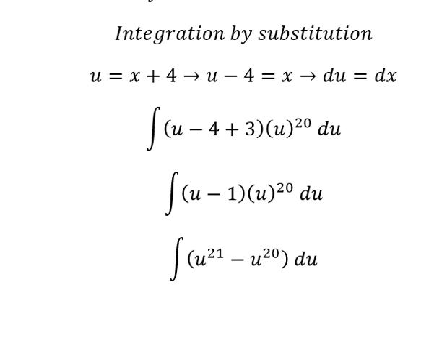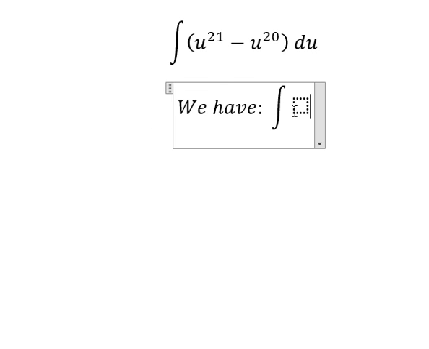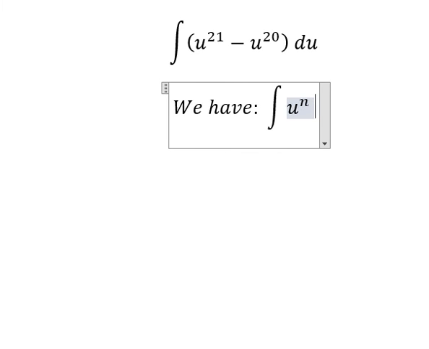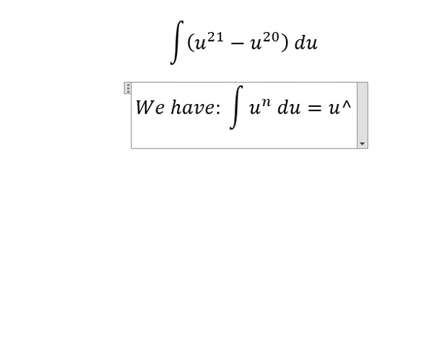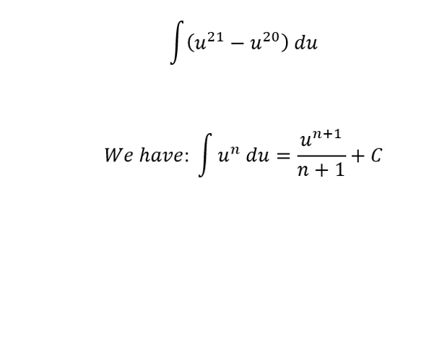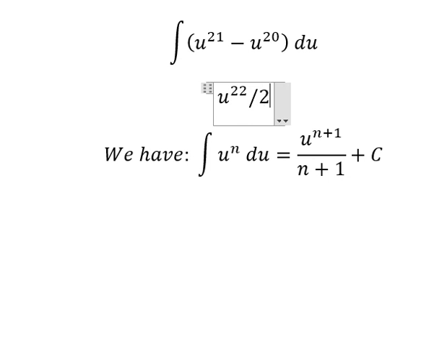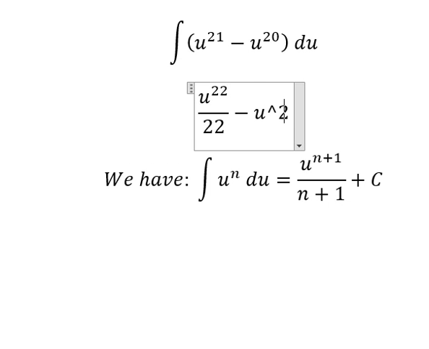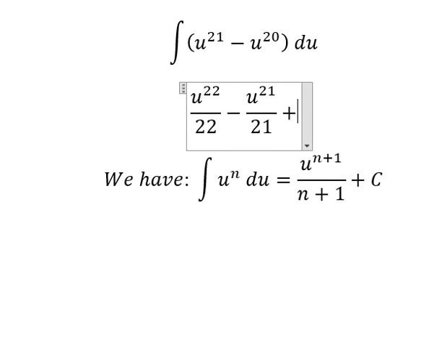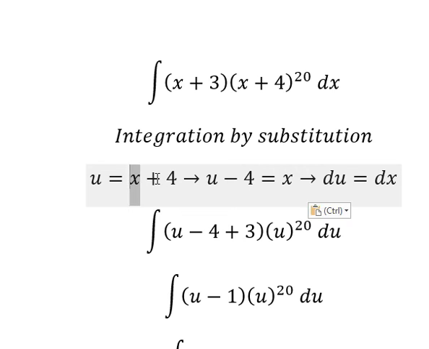And now we have the formula in here. So we have the integration of u to the power of n du, and this one we have like this. So I will put number 21 here. So we have u to the power of 22 over 22. This one is about 21 over 21. And I will put c. About u, that is x plus number 4.